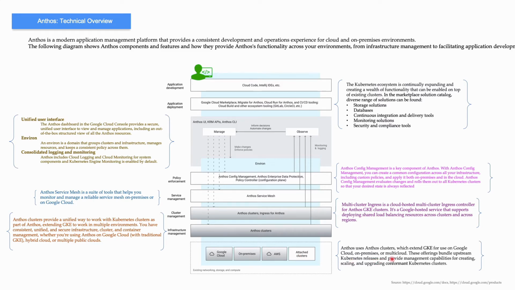So what's important is that these offerings bundle upstream Kubernetes releases and provide management capabilities for creating, scaling, and upgrading conformant Kubernetes clusters. So any application which is conformant to a Kubernetes cluster can be part of it. Above this, the first layer you will see is the Anthos cluster. Anthos cluster is a unified way to work with Kubernetes clusters.